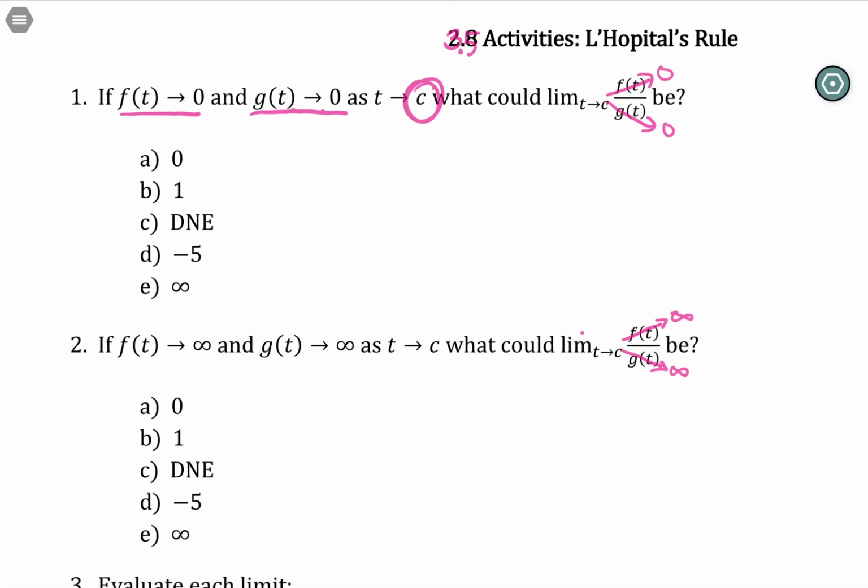So same idea here. You've got the same options. Do you think that the limit will approach 0? Do you think the value of the fraction will approach 1? Do you think the fraction does not exist? I'm saying this strangely. The value of the limit doesn't exist. Do you think it's approaching -5 or do you think it's approaching infinity? Okay, so please make sure you have a guess for both of those. And then we're going to work through some examples.